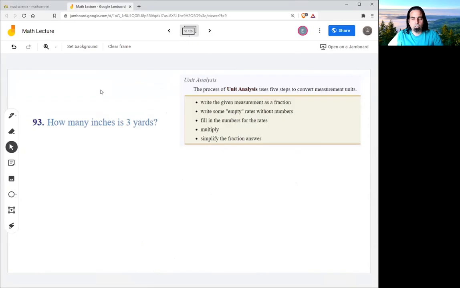So how many inches is 3 yards? Okay, I have blue, green, yellow, black, and red. Who wants to do the blue step for me?